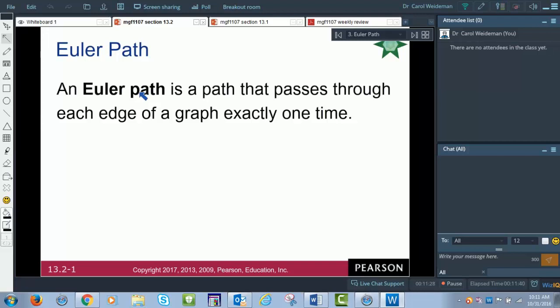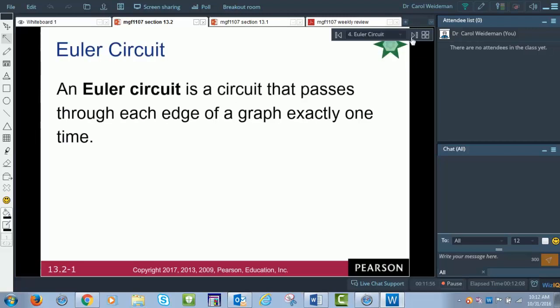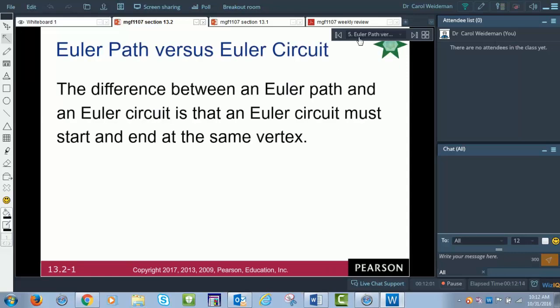Now, if you remember the definition, let me use the exact words we had before in the prior section. The path was just a sequence of adjacent vertices and edges connecting them. So no restrictions on where you start or stop. A Euler path is a path that passes through each edge of a graph exactly one time. And a Euler circuit also passes through each edge, but it's a circuit. And if you remember what a circuit is, the circuit has to start and end at the same vertex.